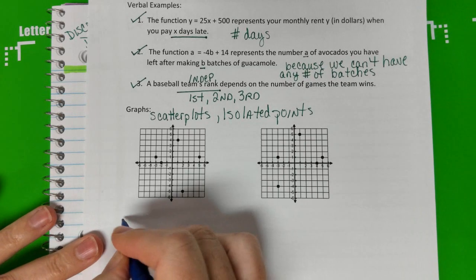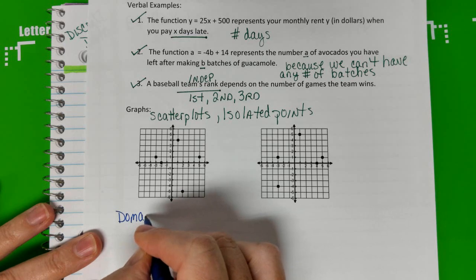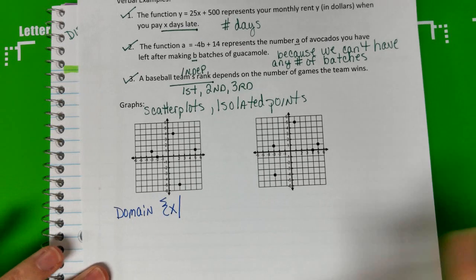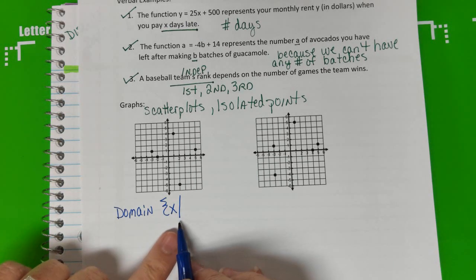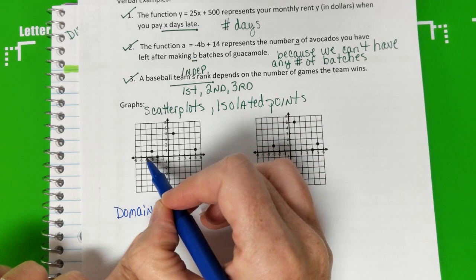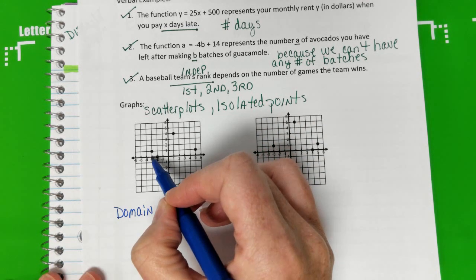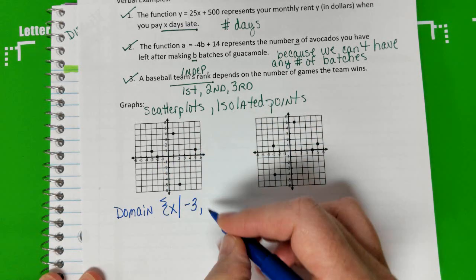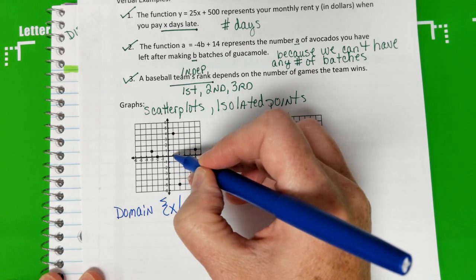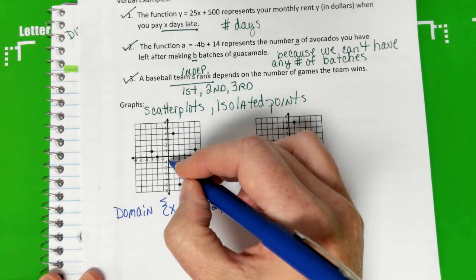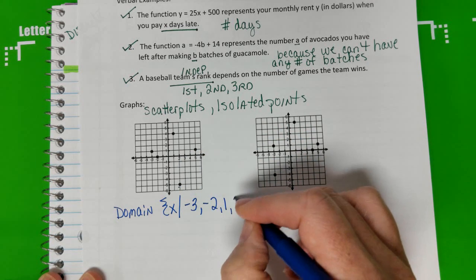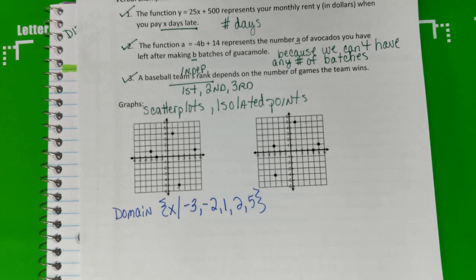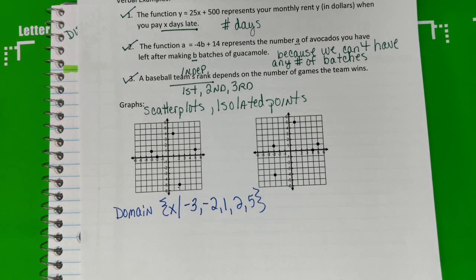To list the domain, all we have to do is list the x value of each point. And I'm going to do it in brackets. I'm going to do the x such that. So I'm going to go to my point furthest on the left, and we've got x is negative 3. We've got x is negative 2. x is 1. x is 2. x is 5. So all I did, very simple, listed the x value for each coordinate.